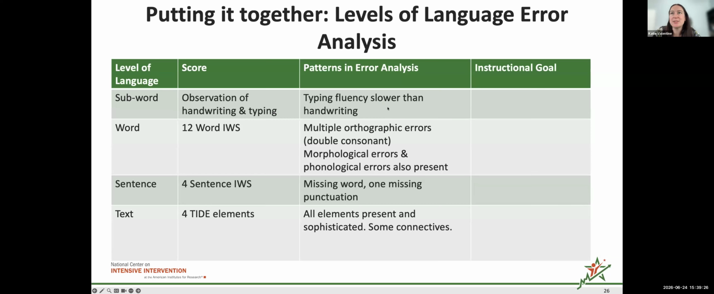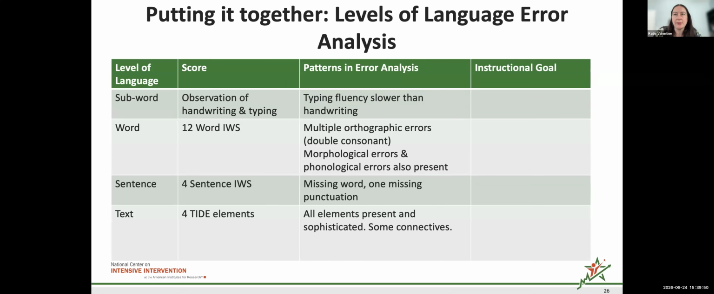We didn't get to see the student, but in the observation, the student's teacher noted that their typing fluency was slower than their handwriting. When we looked at that word level error analysis, they had multiple orthographic spelling errors with that double consonant piece. They also had some morphological errors and phonological errors, so spelling seems like it might be a thing we want to focus on for instruction.